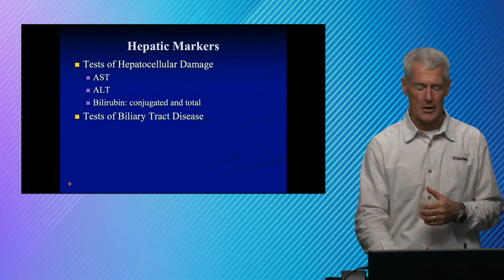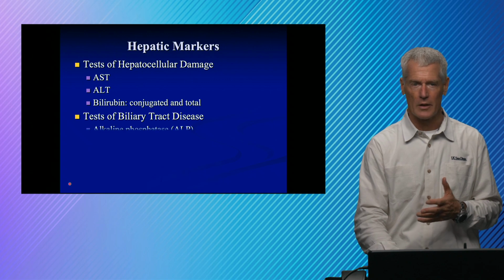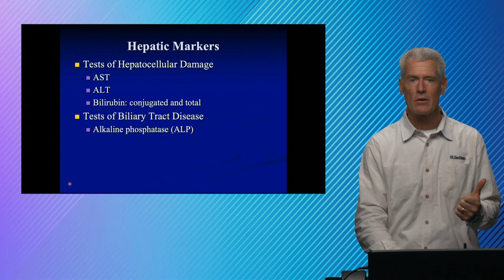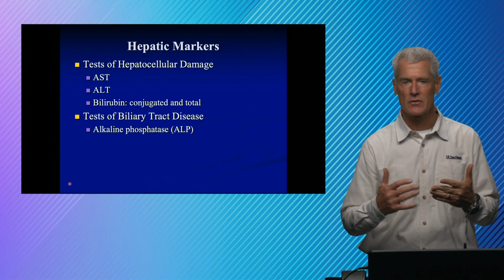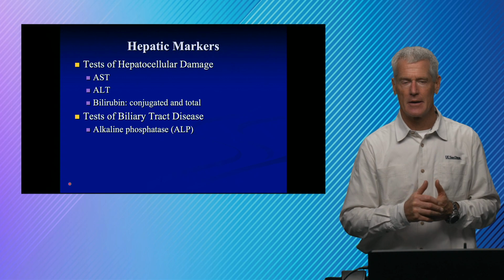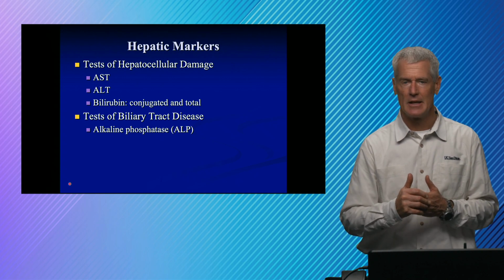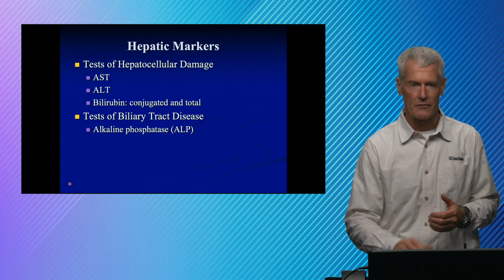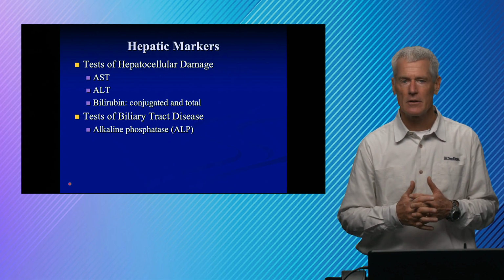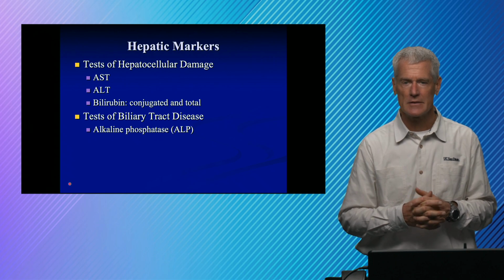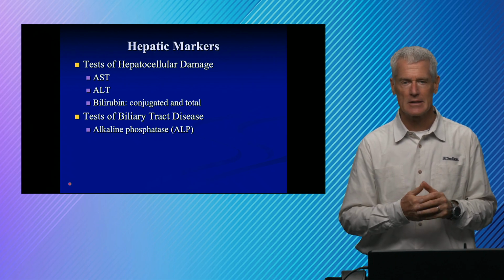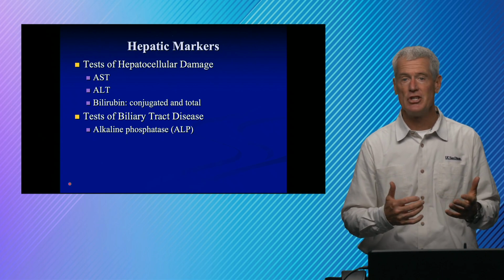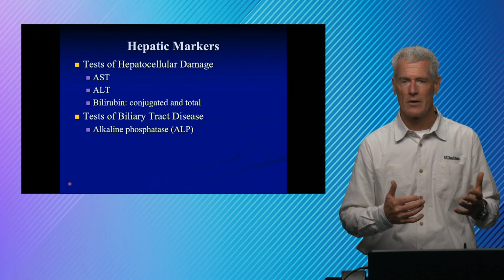Tests of biliary tract disease are really more along the lines of a cholestatic problem, the ability to excrete. Alkaline phosphatase is really high. Alkaline phosphatase is an enzyme in really high concentrations in the biliary tract, so if you have a biliary insult, you get an increase of alkaline phosphatase. It's not specific to the liver. There are bone forms of alkaline phosphatase and cancer forms of alkaline phosphatase, so we oftentimes combine several, like a GGT with an alkaline phosphatase.